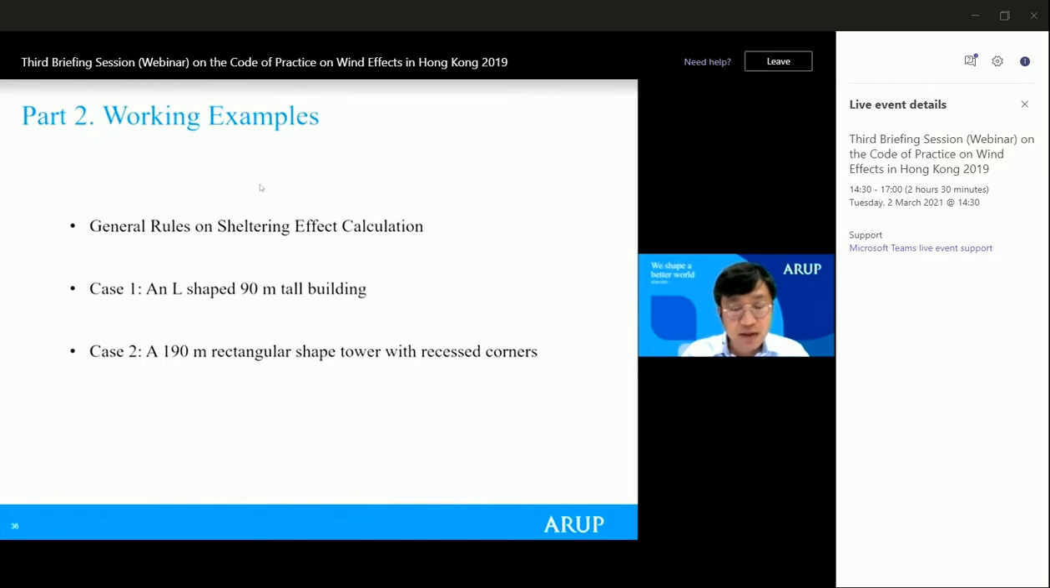For this working example, I'm going to present three parts. One is a general rule for sheltering effect calculation. After that, there will be two specific working examples. One is a shorter building with an L shape, and another one is a taller building of about 190 meters. That is mainly to introduce the crosswind calculation and also how to do the scale up, and also the related wind tunnel testing judgment and criteria.